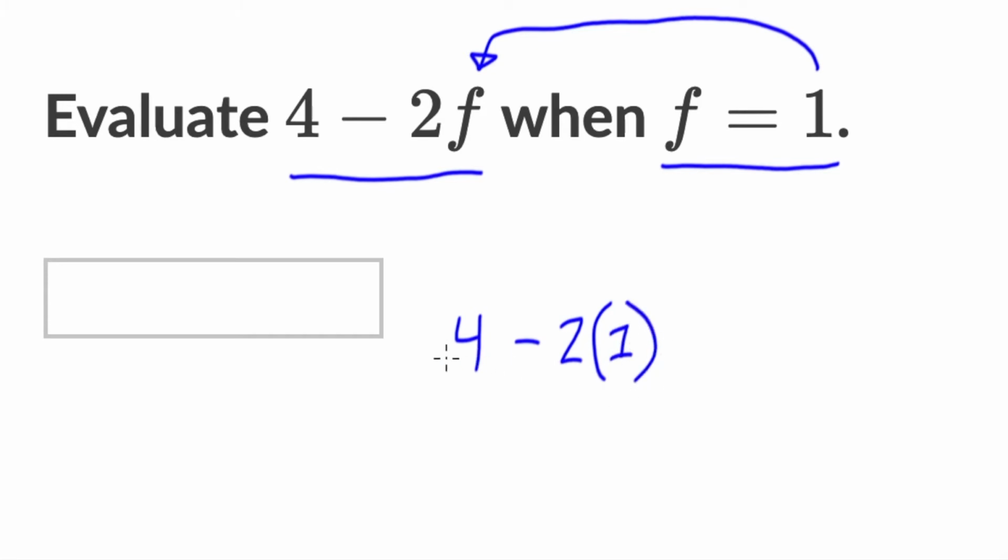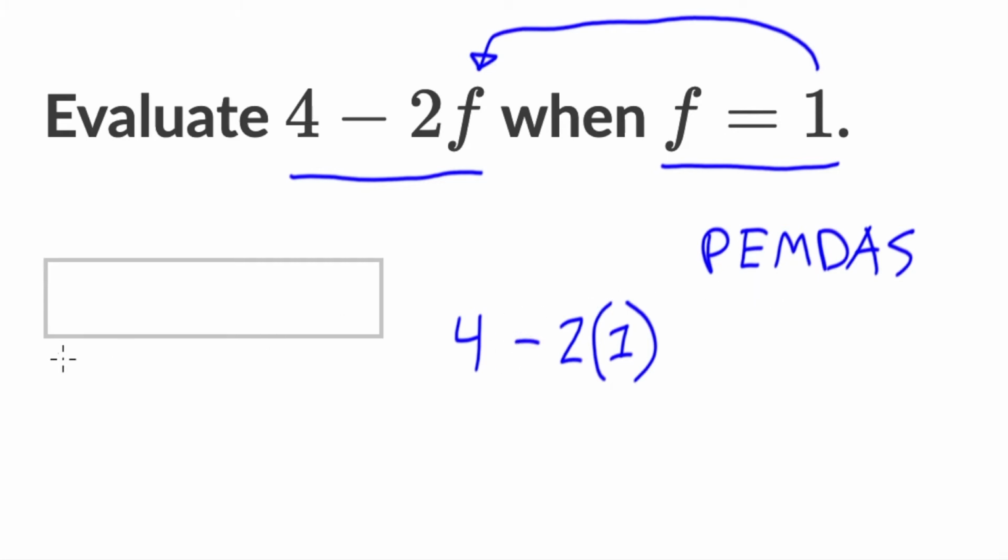Now, how do we even go about this? Should we do 4 minus 2 then times 1? Should we do negative 2 times 1? Well, if you remember PEMDAS, which I'll go over later, the M stands for multiplication. Multiplication has a higher priority, so we should do that first.